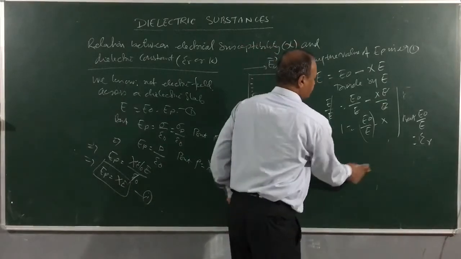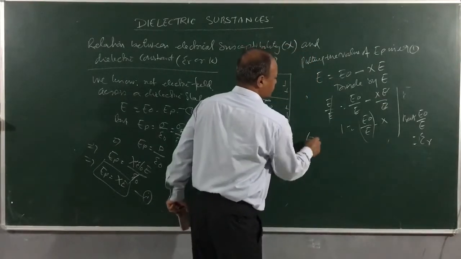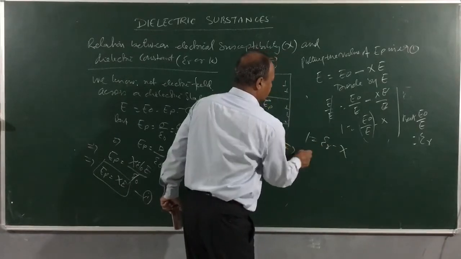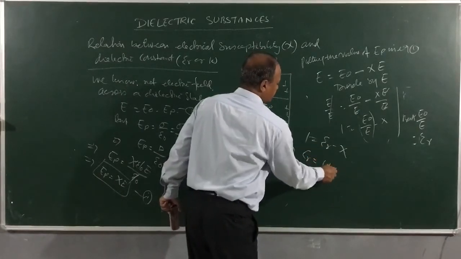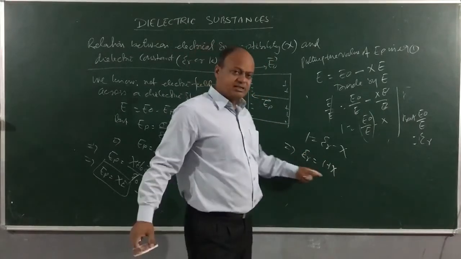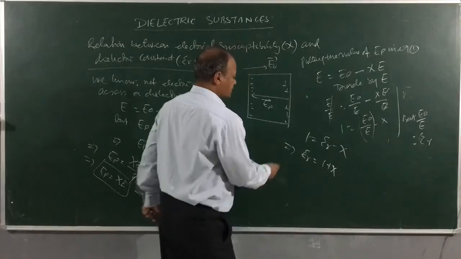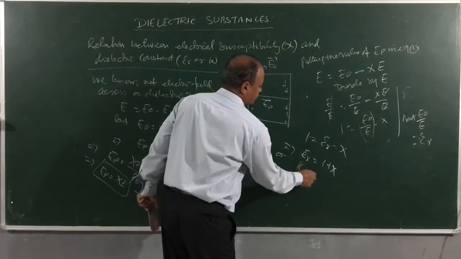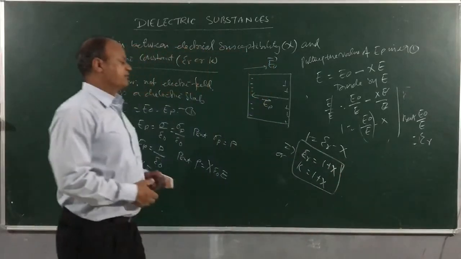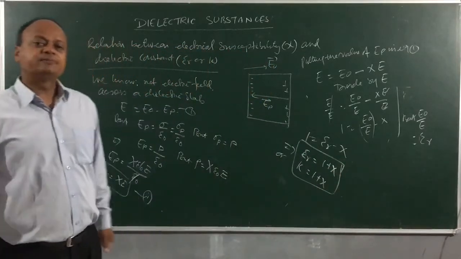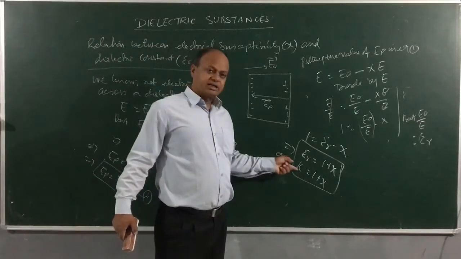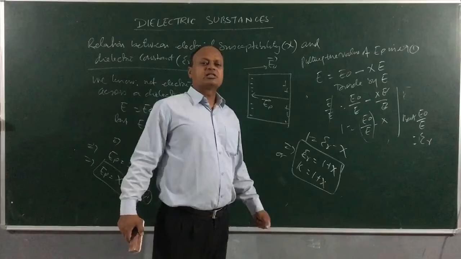1 equals to here. I write it clearly. 1 equals to this is epsilon r minus chi. So you can write epsilon r is equal to 1 plus chi. So this is the relation we got. Epsilon r is equal to 1 plus chi. Or you can say K equals to 1 plus chi. So make sure that you know this derivation and the important relation out here. The relation between dielectric constant and electrical susceptibility.